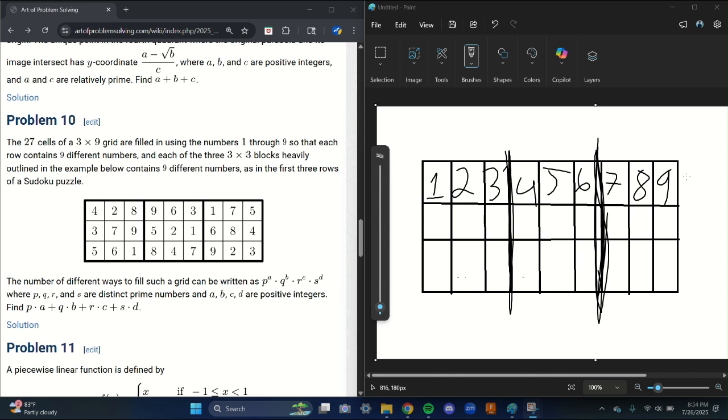To simplify things a bit, I assumed that the first row was the numbers 1 through 9 consecutively ordered. That can happen in 9 factorial ways, so we'll multiply by 9 factorial at the end.